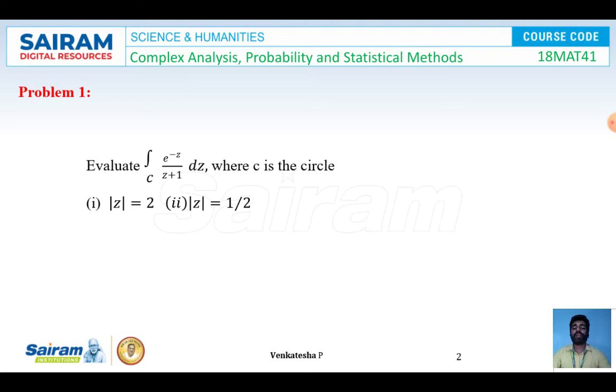Problem number 1. Evaluate the integral over the region C of e^(-z)/(z+1) dz, where C is a circle. The first one is |z| = 2 and the second one is |z| = 1/2.